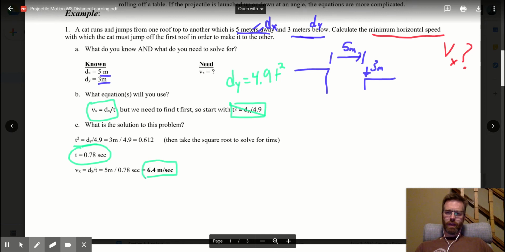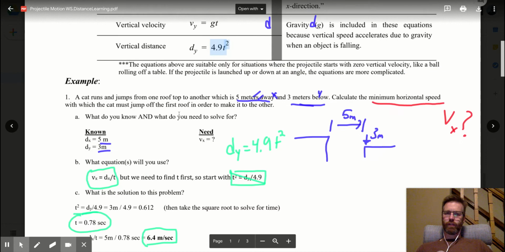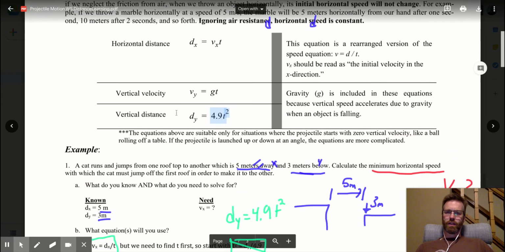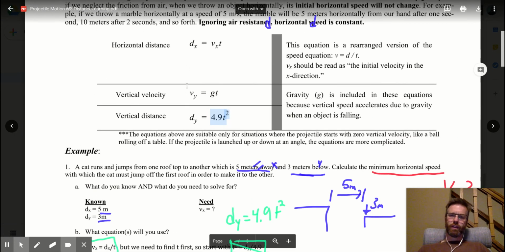Hey, here's the deal. You just have two equations to use, and the key is we need to be able to use one, and then if we don't have everything we need, we switch and we use the other. So again, these two tools are the keys for what we're doing.